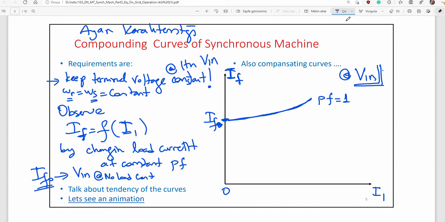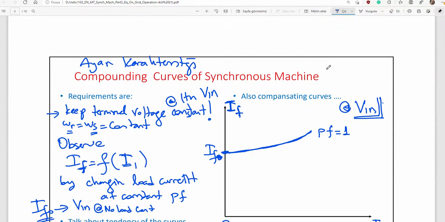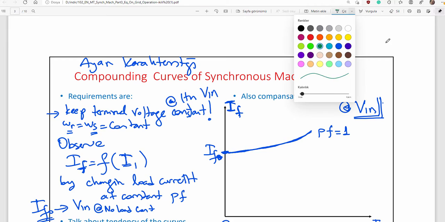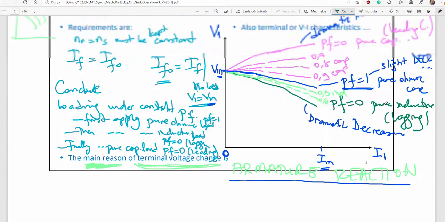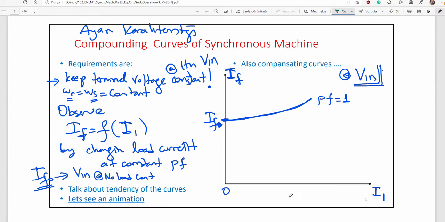Let me choose the same color, green one. There is a dramatic, strong decrease under inductive loading conditions. So to compensate such a dramatic voltage drop, you should increase field current dramatically. That is the curve for power factor unity lagging. I mean the inductive loading case.